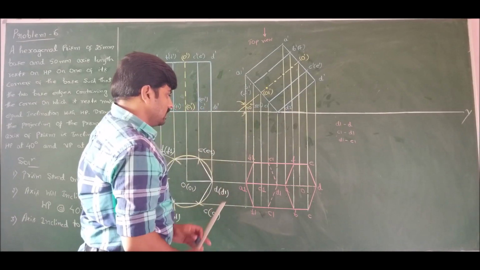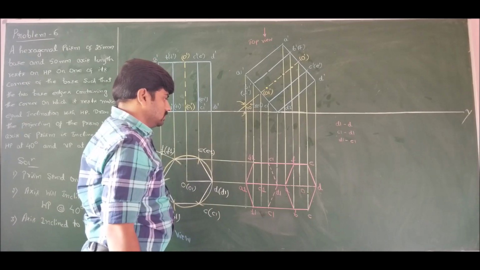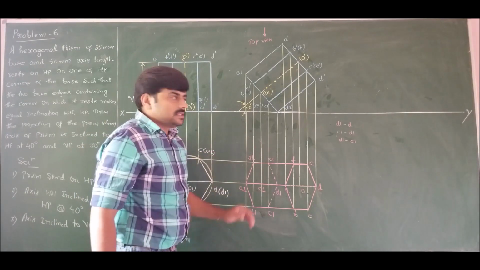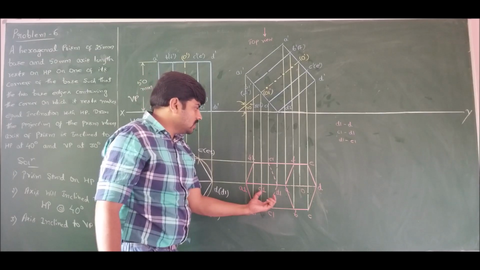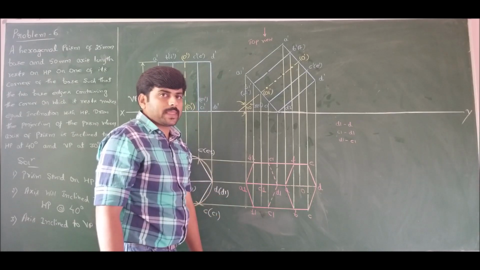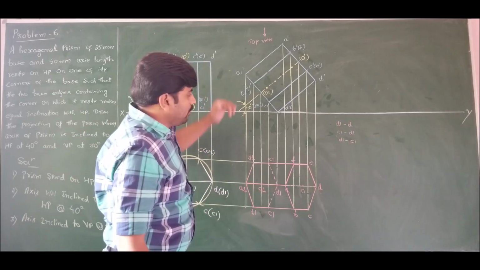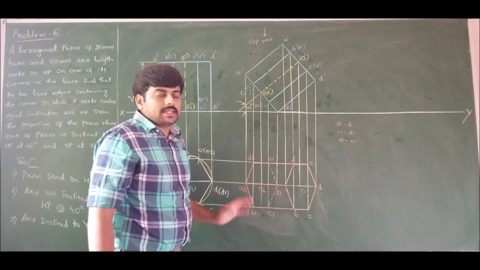This completes the top view in the second position, in which I cannot show the axis O1, O. So this completes the top view for the given problem in the second position.